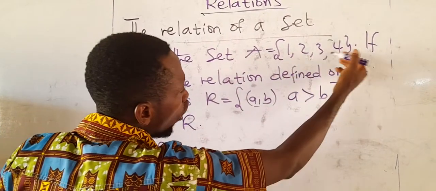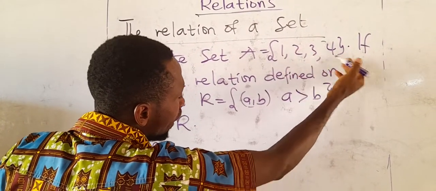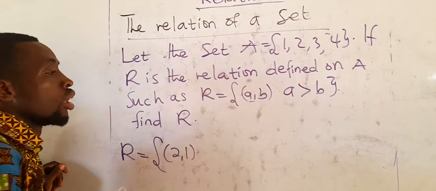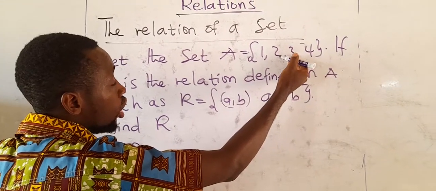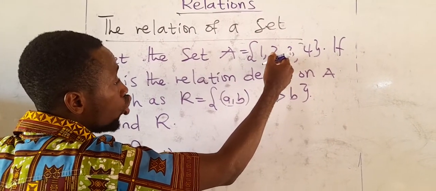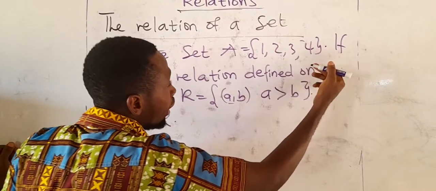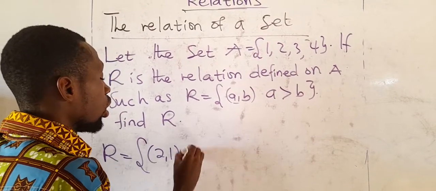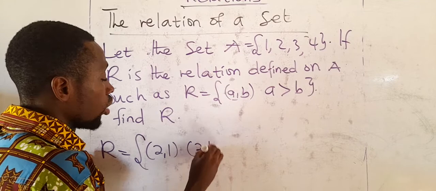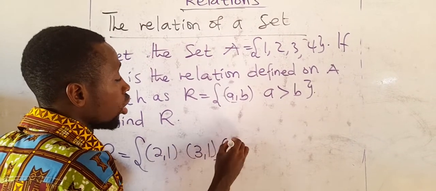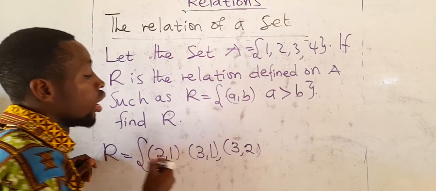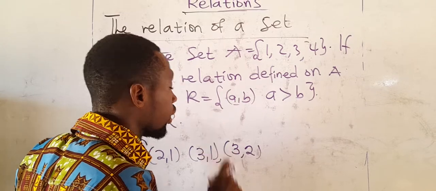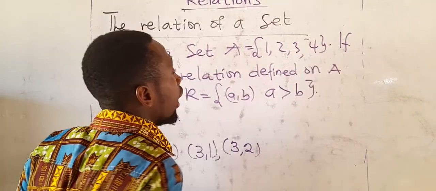Pair 1 with any of them? No, 1 is less than each of them, so we can't do that. But we can get (2, 1), because 2 is greater than 1. Can we have (2, 3)? No. 2 with itself, no. (2, 4)? 2 is less than each of them here. The only number that 2 is greater than is 1. But we can pair (3, 1), because 3 is greater than 1. We can pair (3, 2), 3 is greater than 2. Can we pair 3 with itself? No. It's equal, it's not greater than it. Can we pair (3, 4)? No, because 3 is less than that.